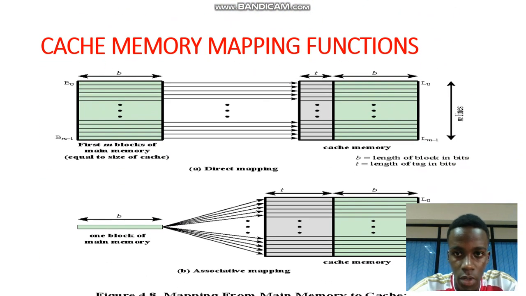Let's start with cache memory mapping functions. We actually have three techniques, which are direct mapping, associative mapping, and set associative mapping. We'll break all of them down. Let's start with direct mapping.